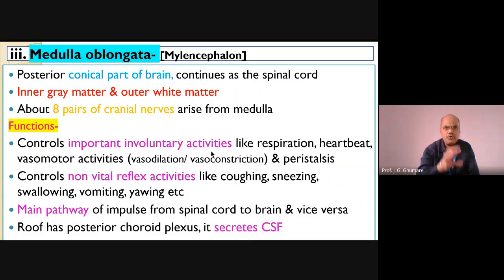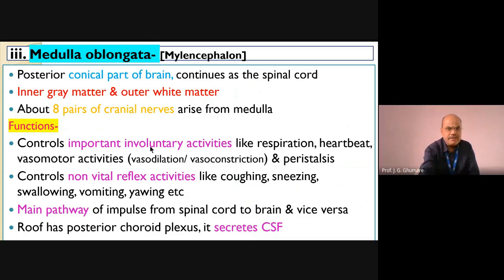A long list of functions again, the medulla controls important involuntary activity. Involuntary, not on our will. Respiration, heartbeat, vasomotor activity, vasodilation or vasoconstriction, where blood vessels are either dilated or constricted. This work is called vasomotor activity. Even peristalsis, the movement of food or liquid inside the canal, mainly the alimentary canal, is called peristalsis.